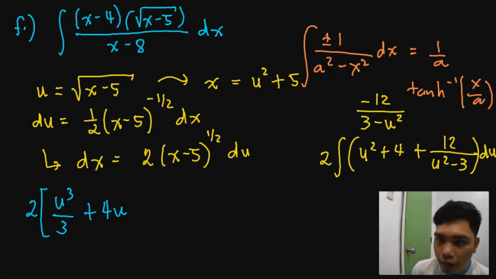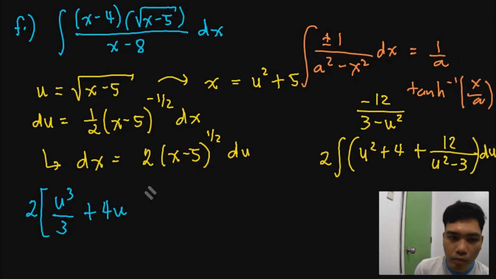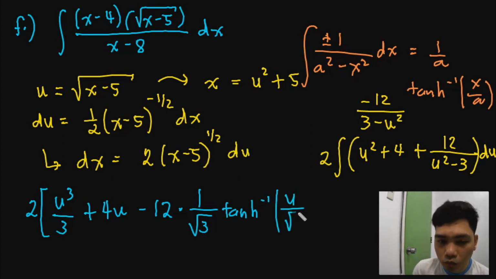So with that being said, I can now perform the integration of the last term, so that becomes negative 12 times 1 over a, so that is 1 over the square root of 3, and then of course that becomes the inverse hyperbolic tangent of x over a. In this case, that is u, so that is u over the square root of 3, and then finally we close the bracket and then we add the constant of integration.